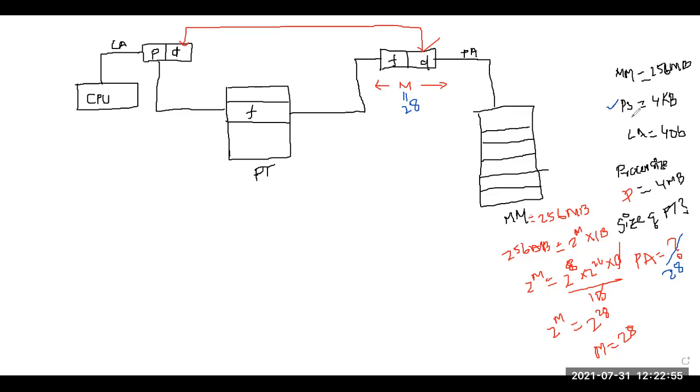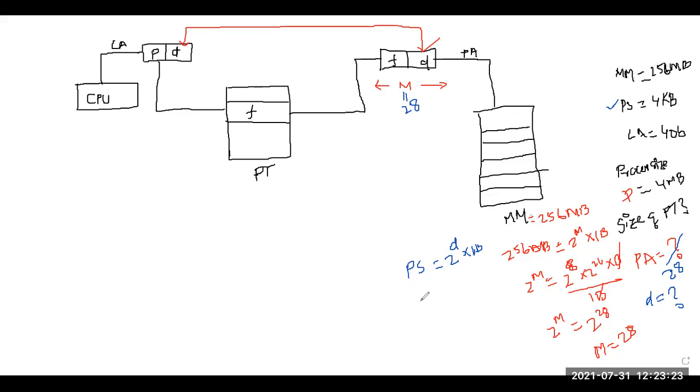The page size is given. So if the page size is given, can I find the value of d? Yes or no? If the page size is given, can I find the number of bits used for the offset address? Yes, we can find. So the page size will be equal to 2 to the power of d, where d stands for the offset address, into 1 byte.